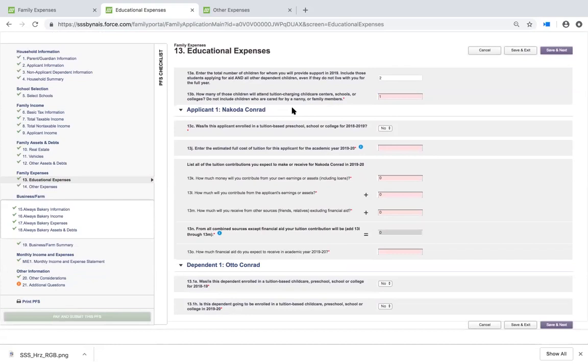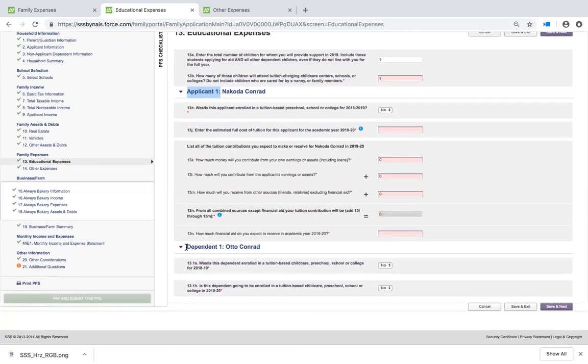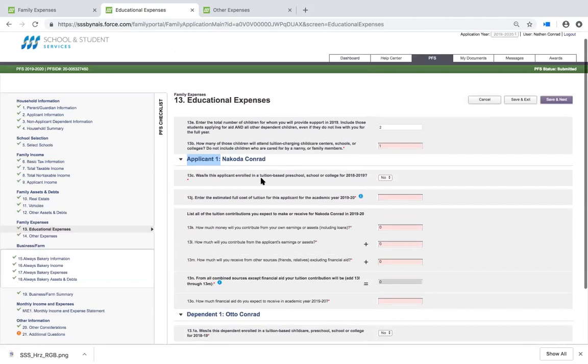After we complete these 2 sections, we're going to move on to filling out information about applicant 1. If you listed more than one applicant in section 2 of the PFS, you will see them listed separately. So you'll have applicant 1, applicant 2, and so on. After you fill out your applicant information, you'll then see your dependents listed in order as you added them in section 3 of the PFS. So let's begin with applicant 1.